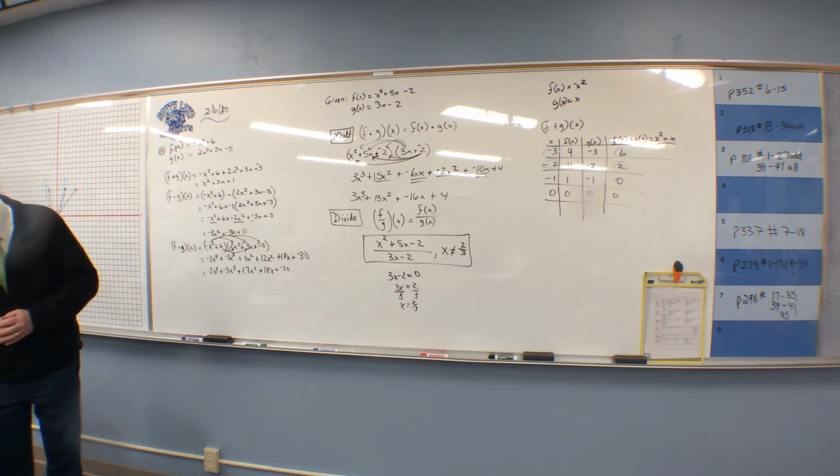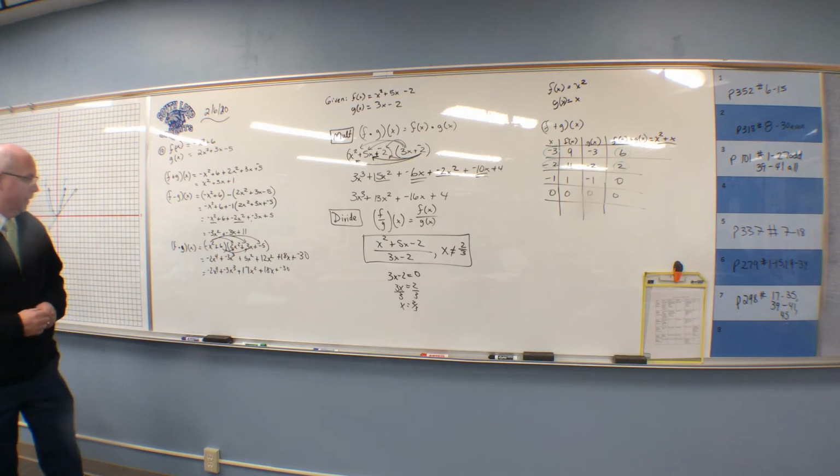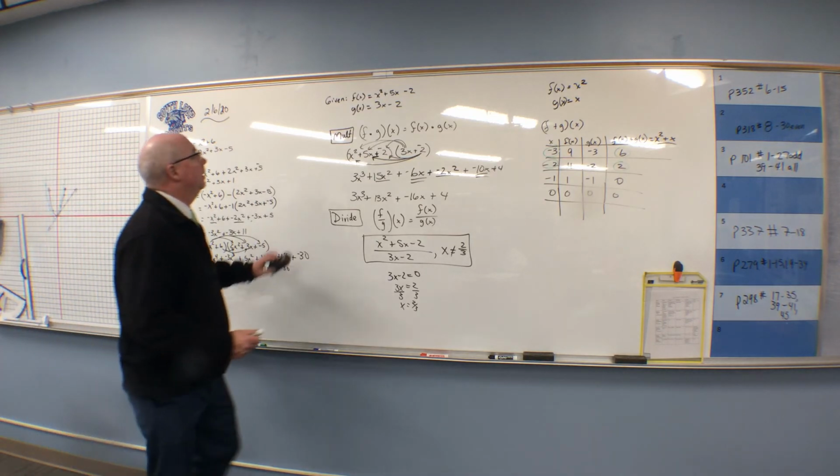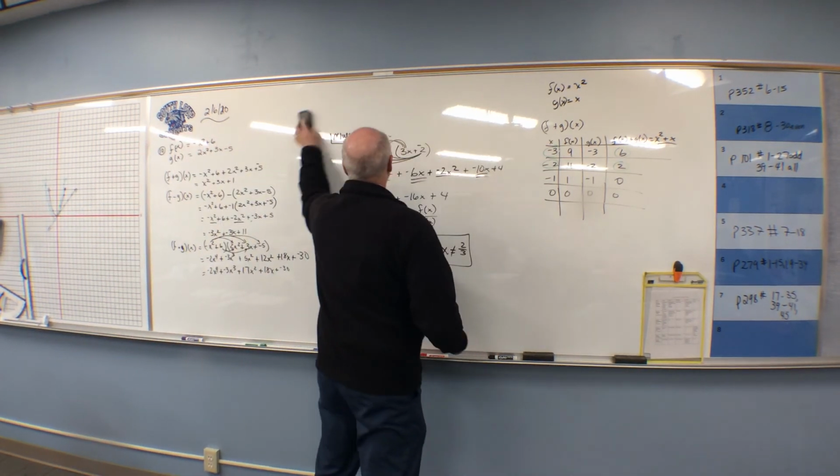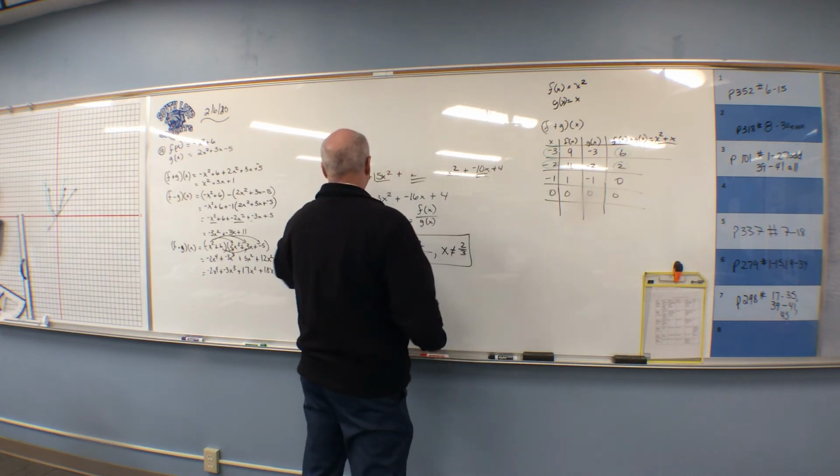What number is this? 10. Negative 2x to the 4th minus 3x cubed plus 17x squared, plus 18x plus negative 30. And we still have division, correct? Okay.